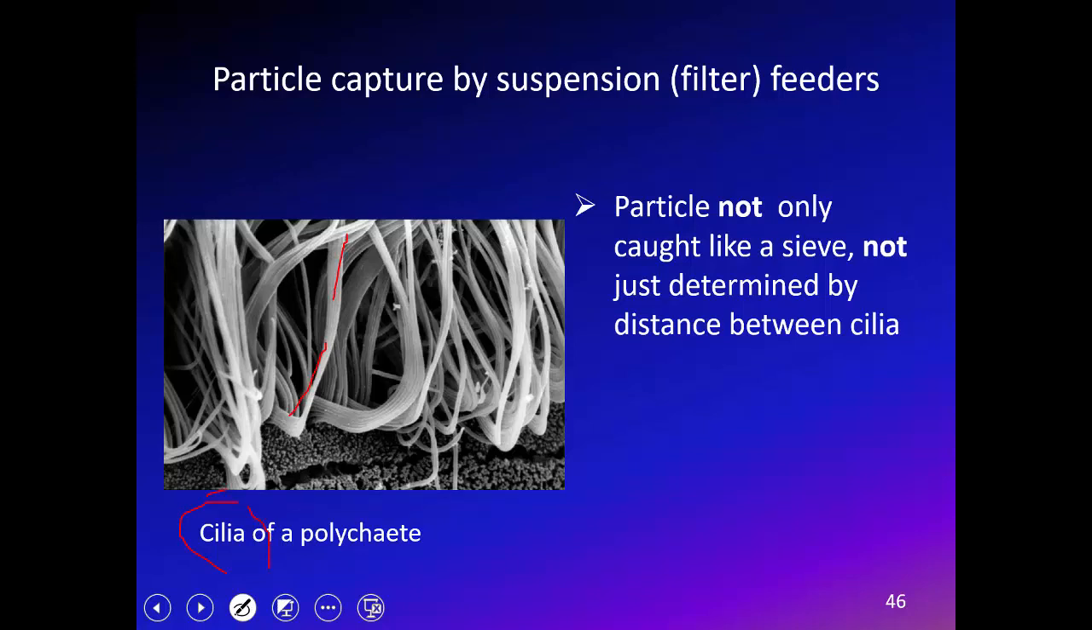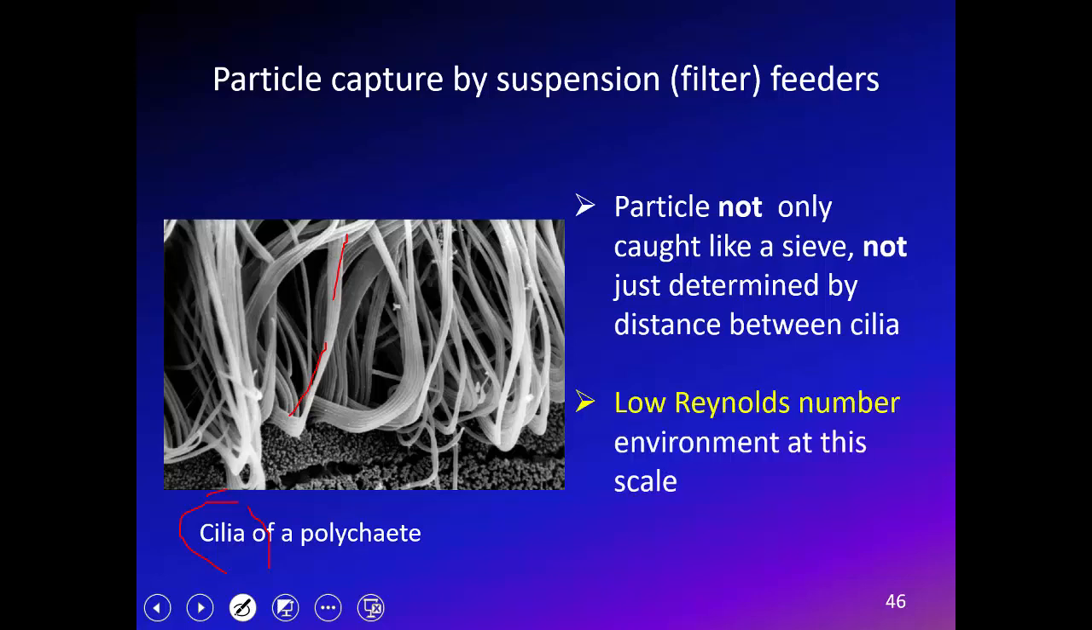These are a bit coarser than what we saw for the zooplankton. But again, the same type of physics are involved, in that the particles that are caught are even smaller than what you'd think would be caught if you looked at only the distance between the cilia. And that's again because the environment here is a low Reynolds number environment. The water at this small scale, which is the micron scale, is more like molasses. It's very viscous at that scale. And so these particles are trapped much more easily than what you'd expect if you looked only at the distance between these cilia. So that's suspension feeding.